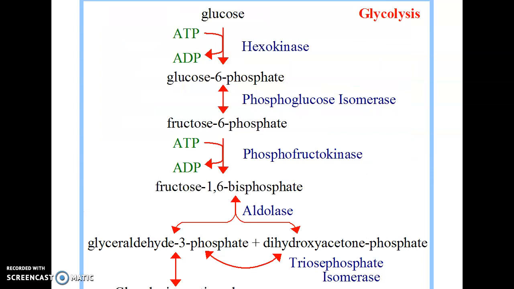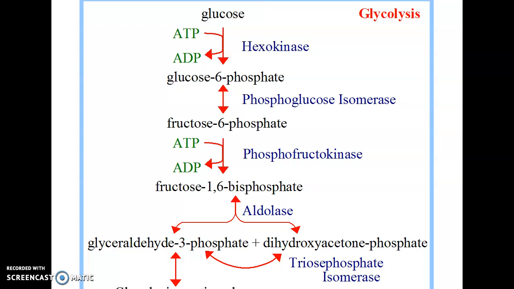When we look into the overall process, glucose will convert into glucose 6-phosphate by the enzyme hexokinase, where 1 mole of ATP is utilized and converted into ADP. Then glucose 6-phosphate will convert into fructose 6-phosphate with the help of phosphoglucose isomerase. Then fructose 6-phosphate will be converted into fructose 1,6-diphosphate with the help of phosphofructokinase, by the utilization of 1 mole of ATP.